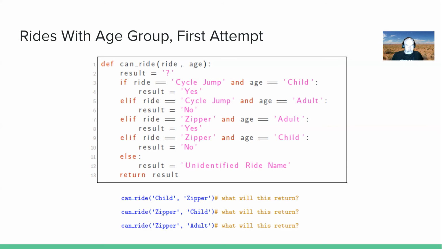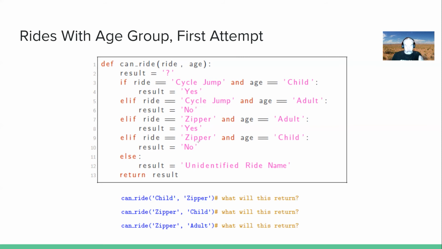Okay, so in this other example, if we're saying can ride, zipper, and child, same thing. Again, think about this as kind of filtering through different layers, different sizes of mesh. So the first thing we're asking is, is ride equal to cycle jump? No, it's equal to zipper, so this is necessarily false. Is ride equal to cycle jump? Still no, so false. Is ride equal to zipper? Yes. And age is equal to adult? No. So again, this is an and statement. Both need to be true for this whole condition to be true, and one of these is false. Age is not equal to adult, and so this would be false.